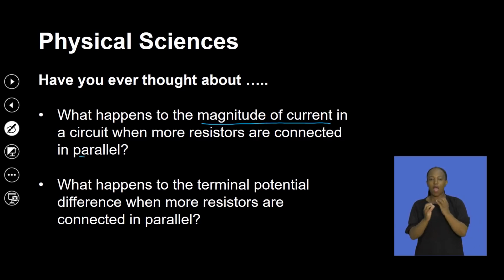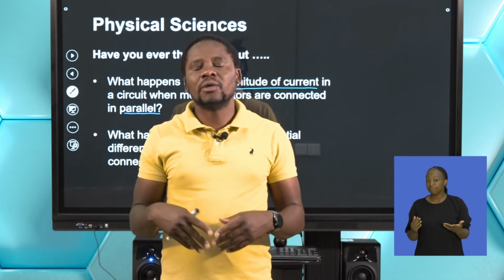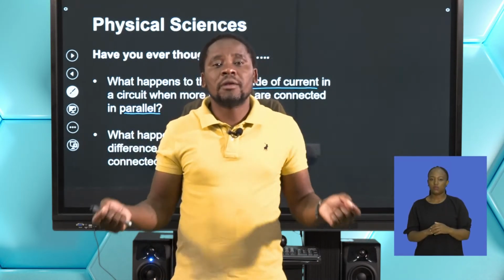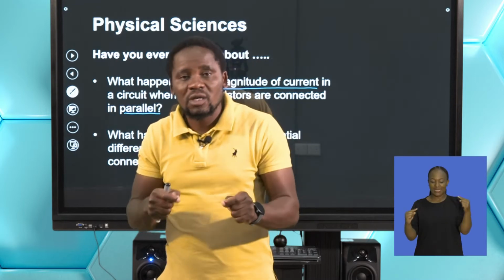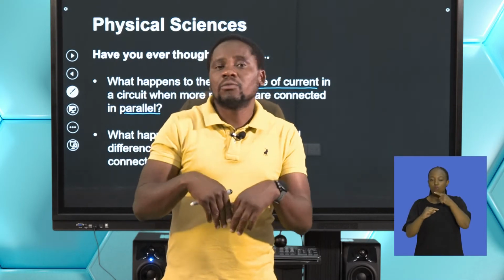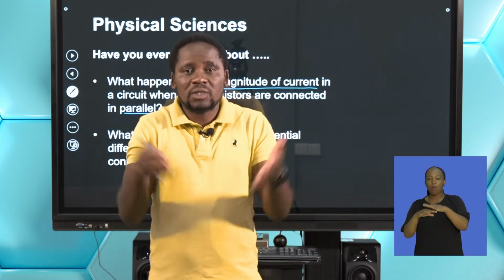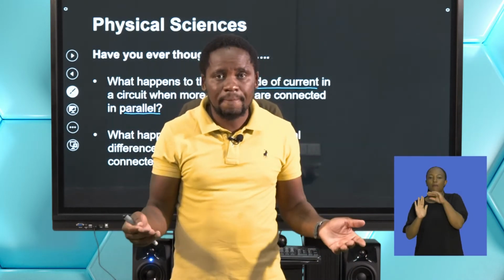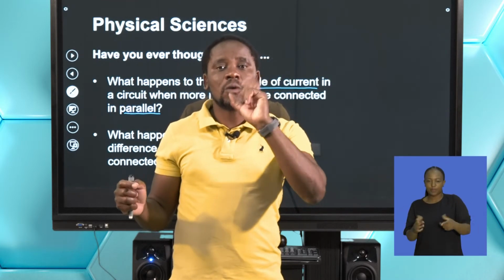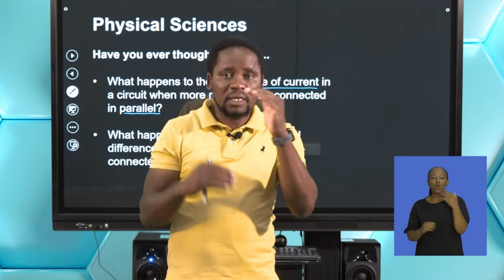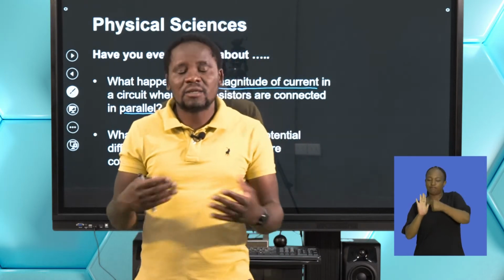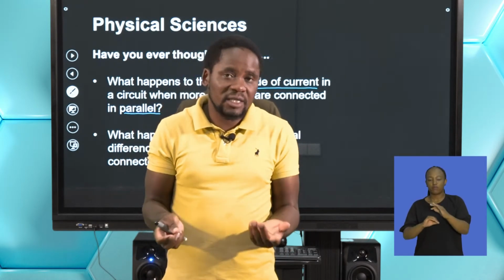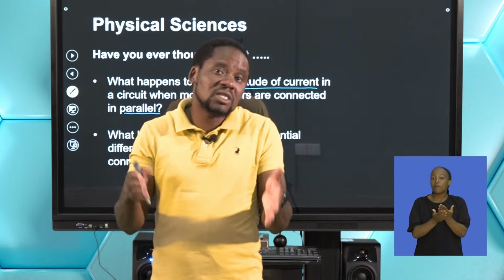Remember, if we talk of a parallel circuit, it's in the context of saying that we've got more than one path for charge to flow. So current has more than one option or alternative to follow in a complete circuit. That's what parallel means. Now we want to see how adding resistors in a parallel circuit affects the magnitude of current as well as the potential difference across each resistor.